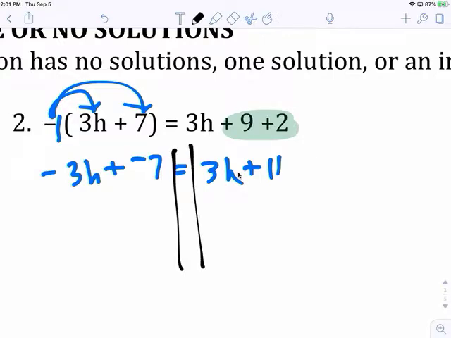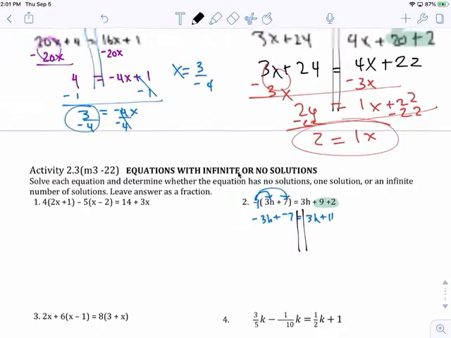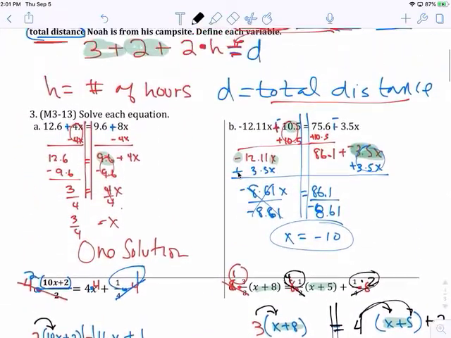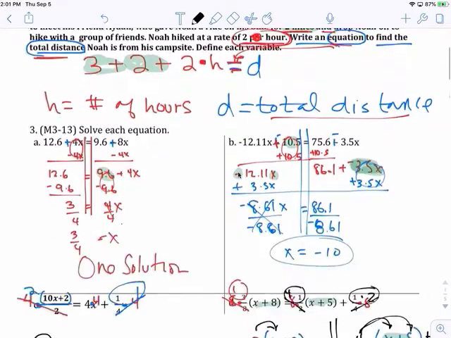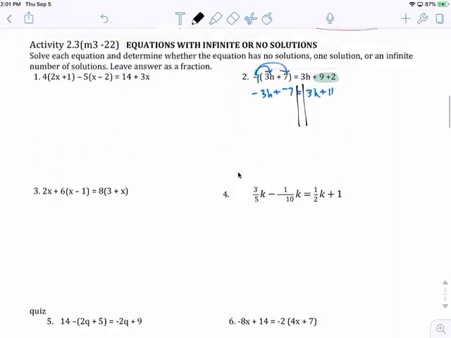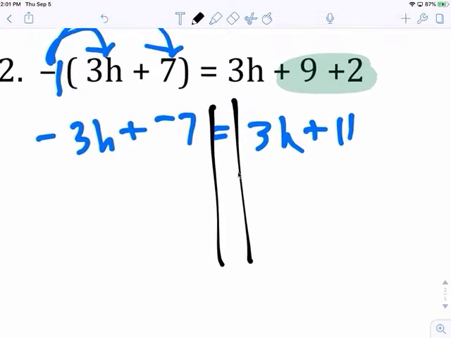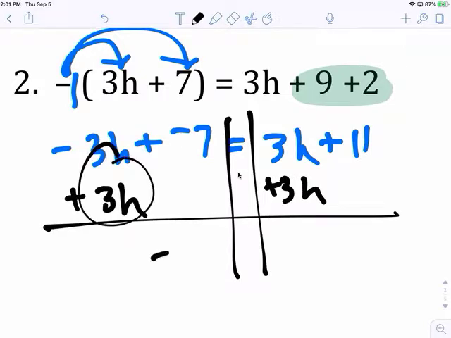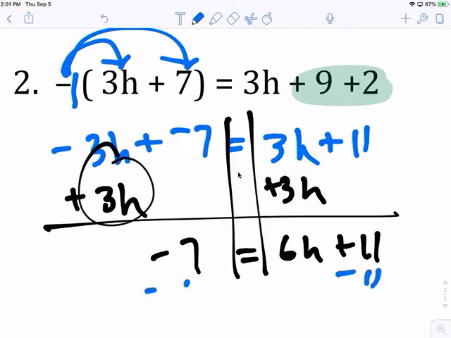Anyways, let's say, I think it's on the green worksheet that we just did yesterday. Anyways, let's say you got rid of the variable first. You add 3x. Negative 7 equals 6h plus 11. Okay, minus 11 to both sides.